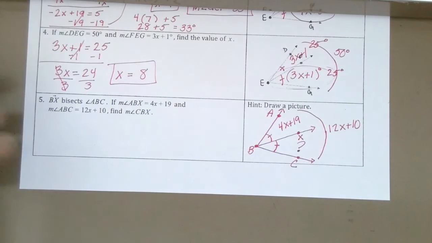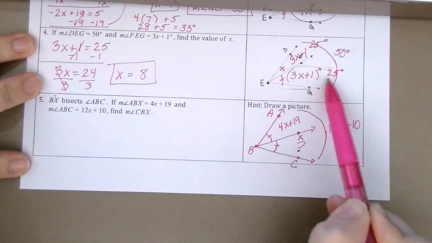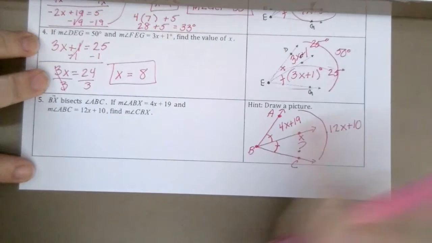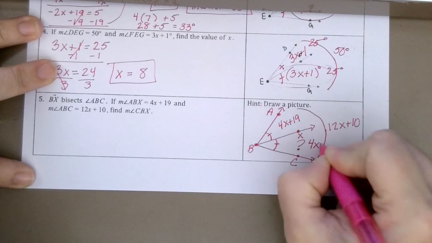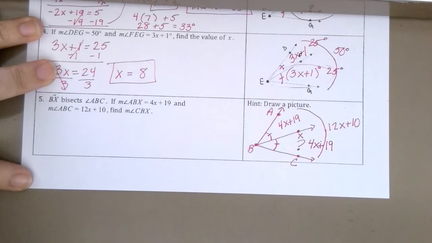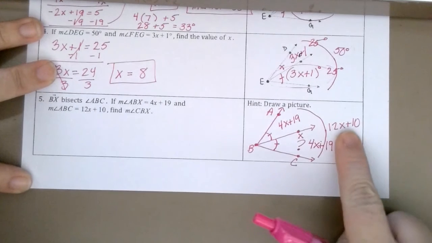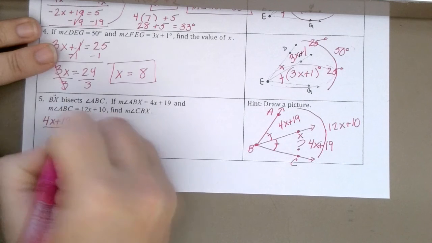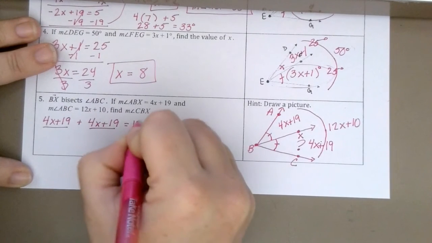Now, up here, because they gave me a degree measure, I could just cut it in half to find that one. This one, it's a little harder to cut in half, isn't it? So here's what I'm going to do. If they're saying this one is 4x plus 19, I'm going to say this angle here is also 4x plus 19 because they're congruent, right? Yes? So this angle plus this angle is going to equal what? That one. So 4x plus 19, there's the first angle, plus 4x plus 19 equals 12x plus 10.